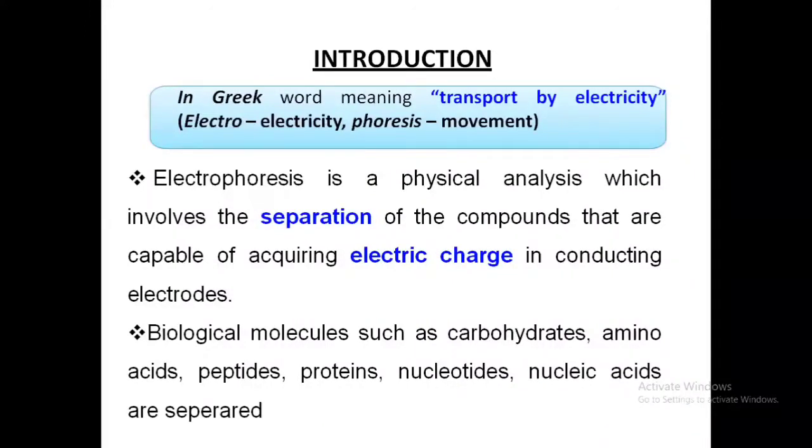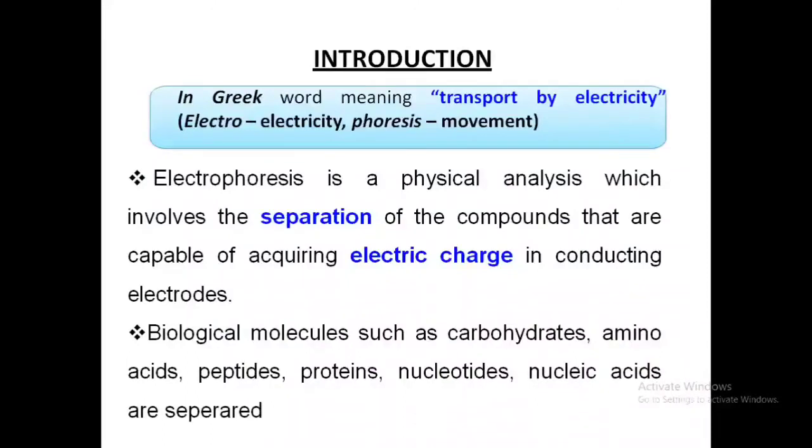For example, assume you have taken one buffer solution in one container. Now you are keeping two electrodes in that container. When you apply a potential difference between these two electrodes, whatever charged particles are there in your sample solution are going to migrate towards the opposite charge of your electrodes.